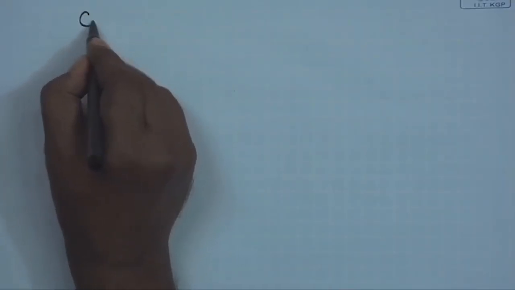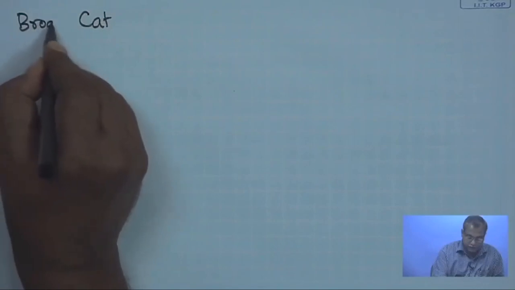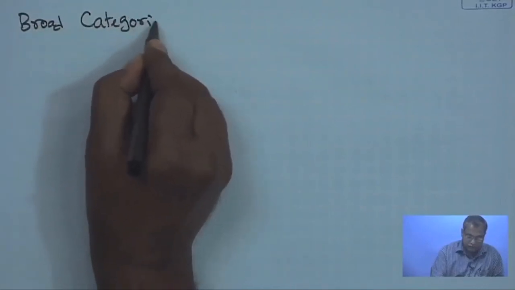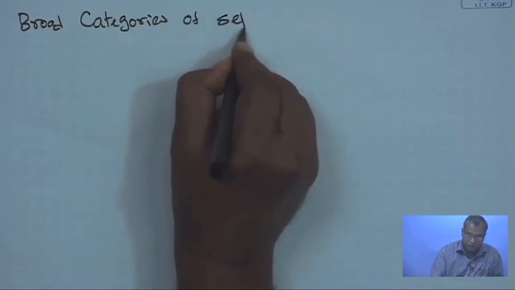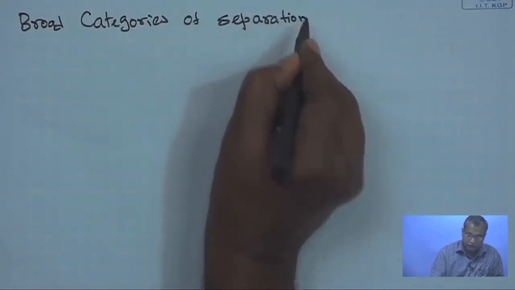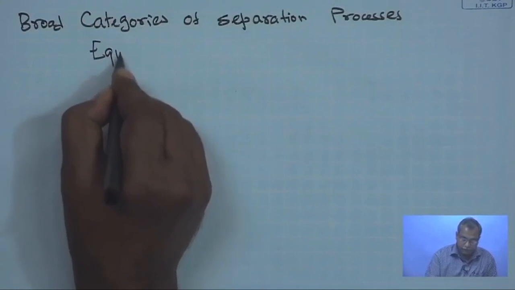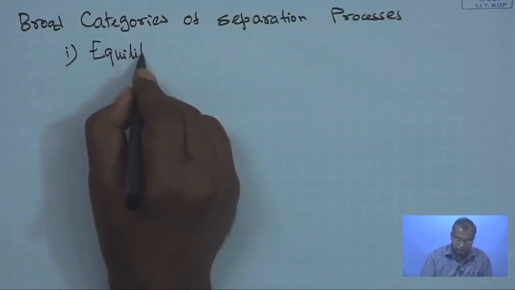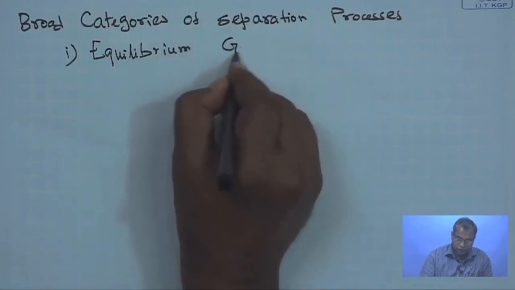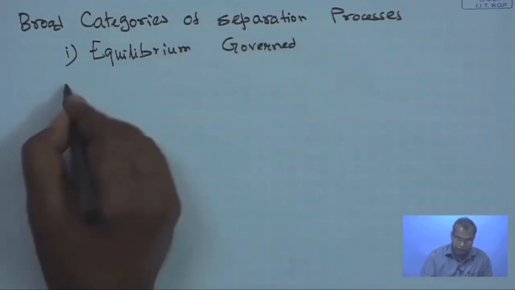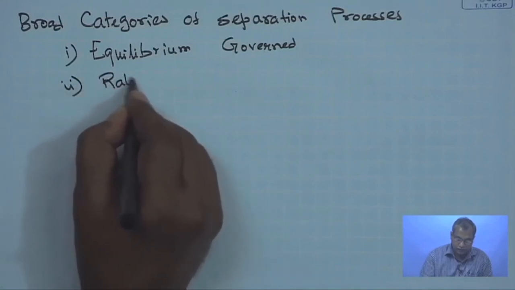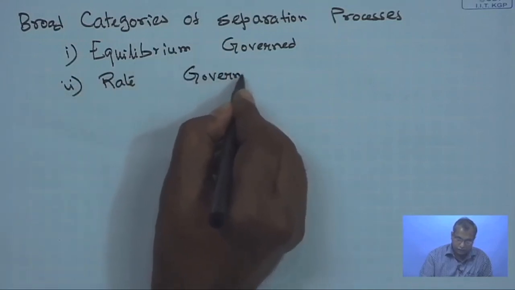Okay. So, once that is identified, let us go to the definition of separation processes. There are basically two broad categories of separation processes. One is equilibrium governed separation processes, and another is rate governed separation processes.